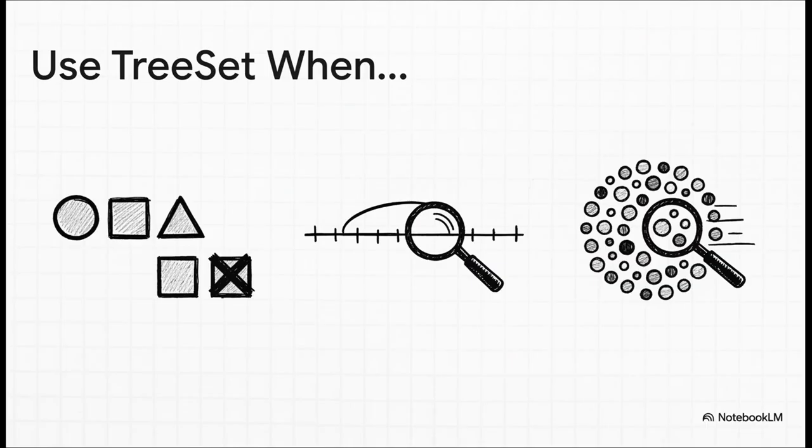So when do you actually use this thing? Well, you reach for a TreeSet when keeping a unique list of items sorted is your number one priority. And because it's always sorted, you get these awesome navigation methods for free. You can ask it for the ceiling, the next item that's greater than or equal to a value, or grab a subset, like a slice of your data. And of course, checking if an item even exists in the set is lightning fast.